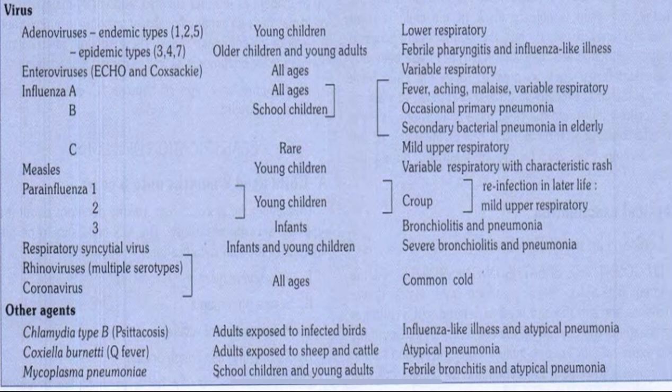Coxiella burnetii, Q fever, in adults who are exposed to sheep and cattle, they present with atypical pneumonia. Mycoplasma pneumoniae affects mainly school children and young adults. The patient presents with febrile bronchitis and atypical pneumonia.